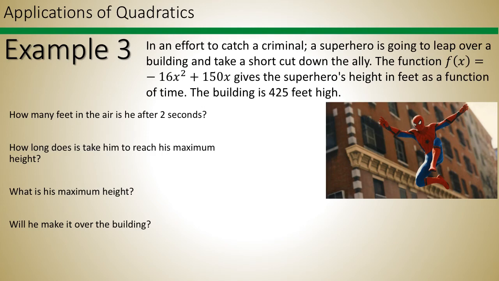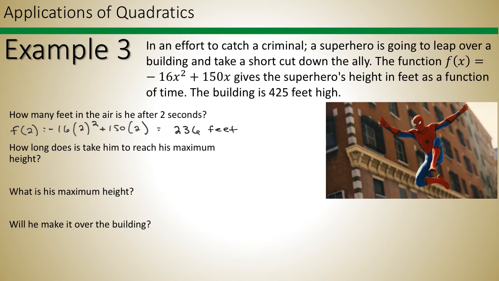So how many feet in the air is he after 2 seconds? All we have to do is substitute that 2 in. So here we're going to say that f of 2 is equal to negative 16 times 2 squared plus 150 times 2. So if I put that in my calculator, I'm going to get 236 feet. Okay, so that's how high he is after 2 seconds.